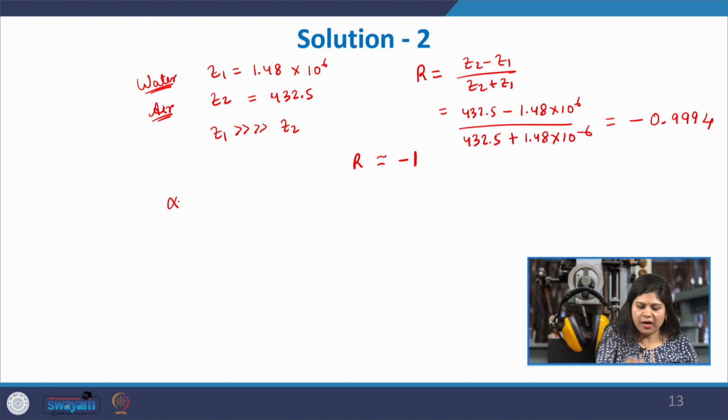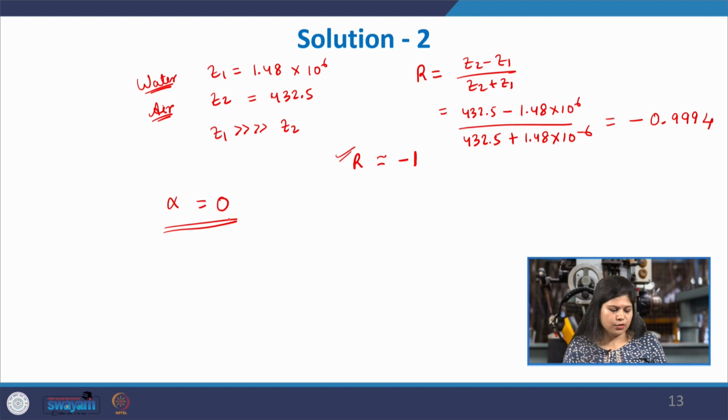So, alpha. Once you know these special cases, you do not even need to solve them. Once you know that one impedance is much higher in magnitude than the other, you see which special case this is, and you can directly conclude that R is either minus 1 or plus 1. So, in this case, if you know the special case, you can directly say R is equal to minus 1, and alpha, which is 1 minus mod R squared, becomes 0. That is our answer. So, for both the problems, absorption is 0, but the nature of interaction is pretty different.